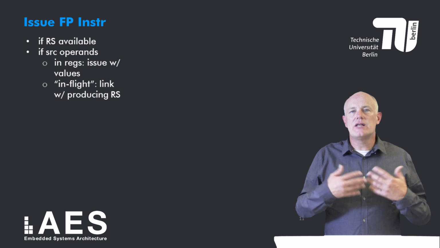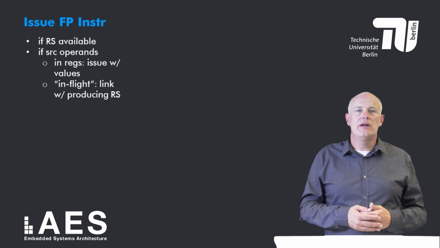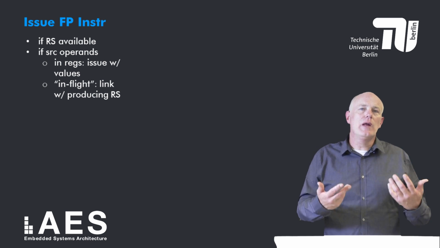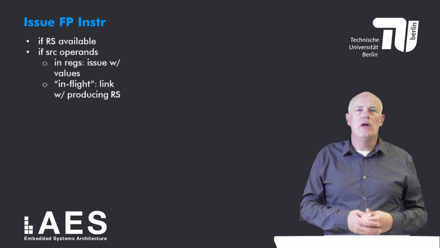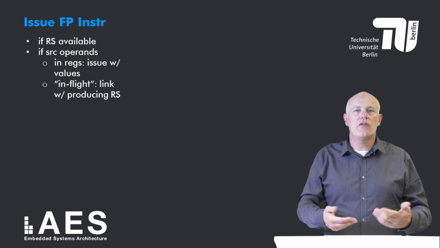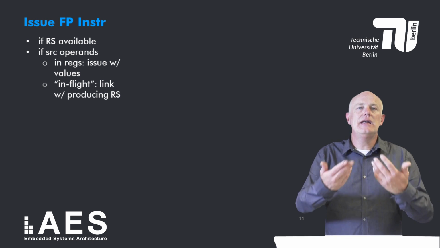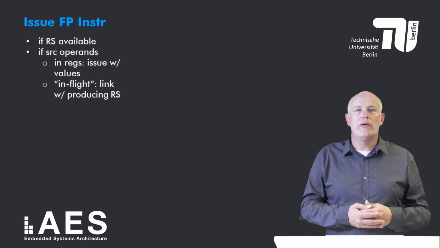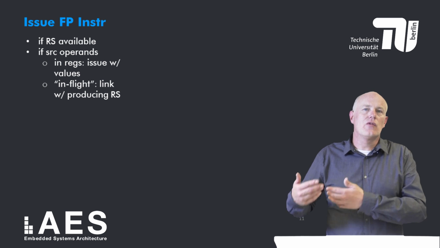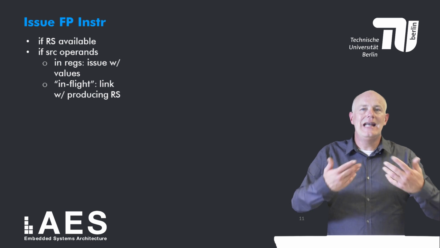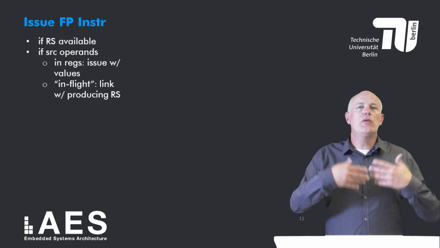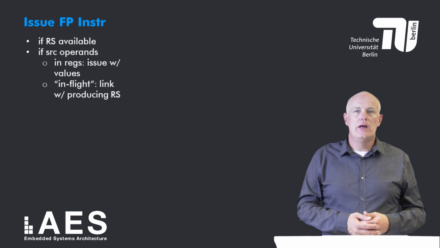I will now give an example of the issue phase of an instruction. As explained before, a floating point instruction is issued if a matching reservation station is available. Furthermore, if the source operand is currently available in a register, it is issued together with the operand value. On the other hand, if the source operand is currently in flight being produced, then the instruction is linked with the reservation station that will produce this operand value.